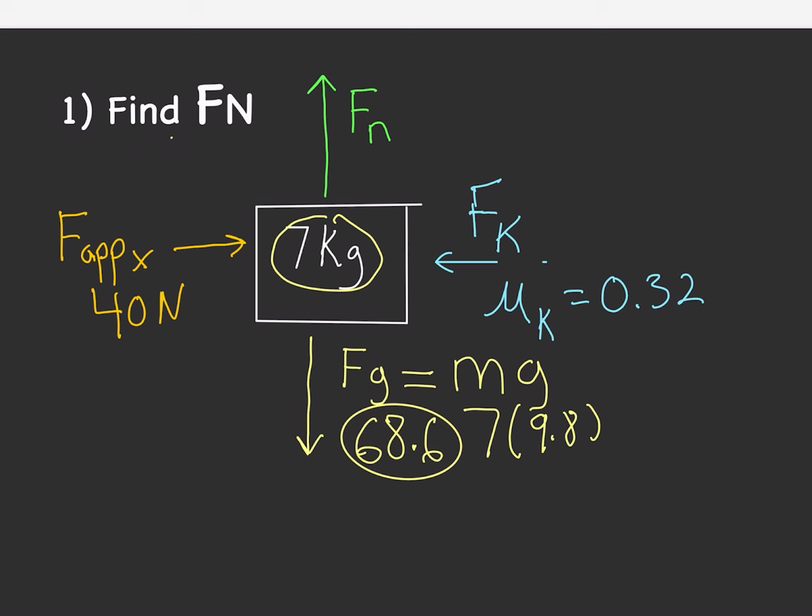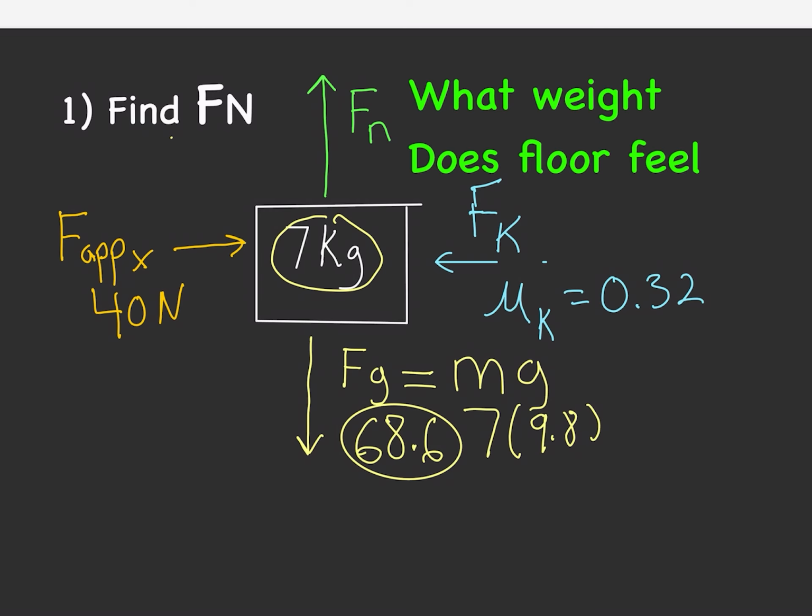The next thing I want to do is find the Fn, the normal force. Remember, the normal force is, let's say the box is sitting on a floor. First you want to find out what weight the floor feels. That box is pushing down on the floor with 68.6 newtons. So the floor is quote unquote feeling, or resisting with, the same amount, but upward. Because if it doesn't resist with the same amount, that means the weight's going to win out and start going through the floor.